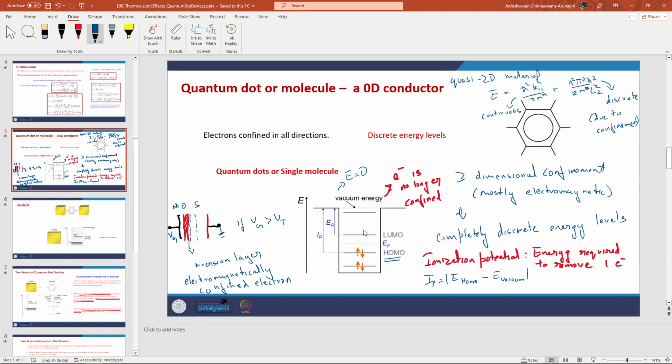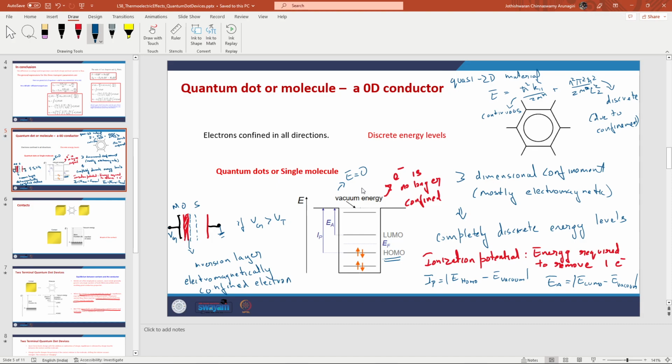So for this case, the electron can only be introduced into the third level. Therefore, this is vacuum energy minus E LUMO. So electron affinity is, again, I'm not bothering with the sign, E LUMO minus E vacuum. Now again, remember, in most conventions, E vacuum is actually said to be 0.